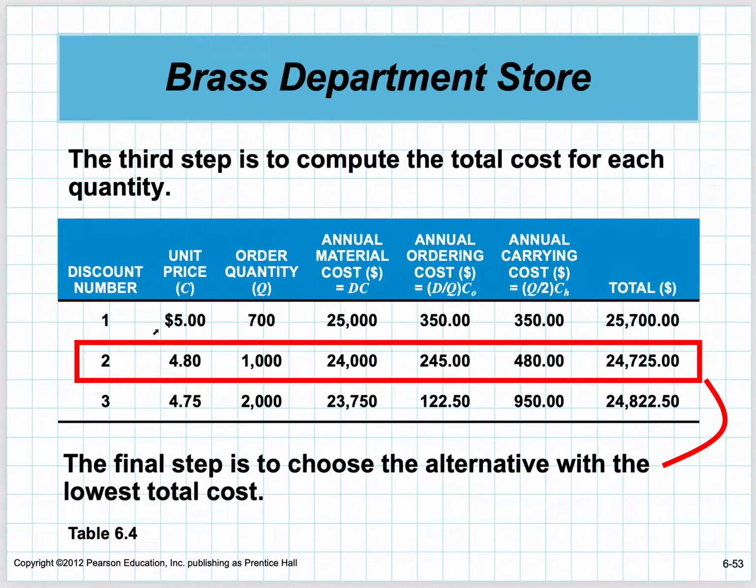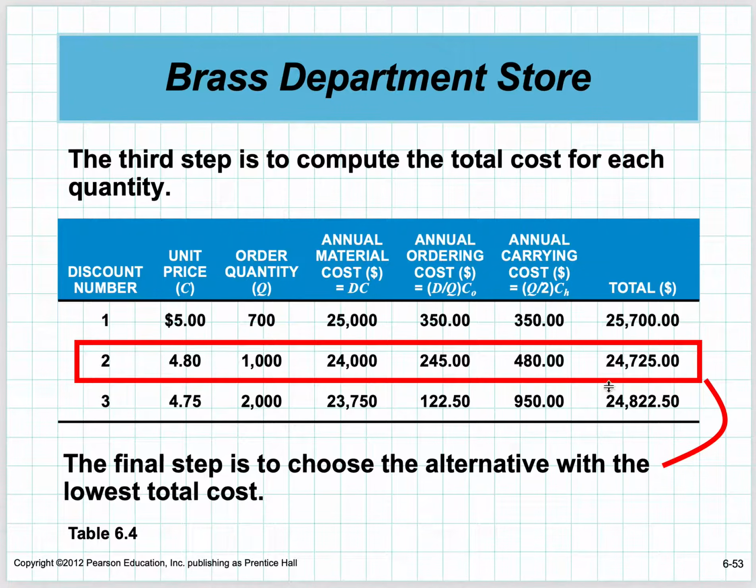So now if I look at that, 700, 1,000, and 2,000, and calculate all the prices, you see that it's going to cost me 25,700 if I pay full price. At the price of 480, it's going to cost me 24,725, but I got to order 1,000 of them. And if I want the price of 475, it's going to cost me 24,822.